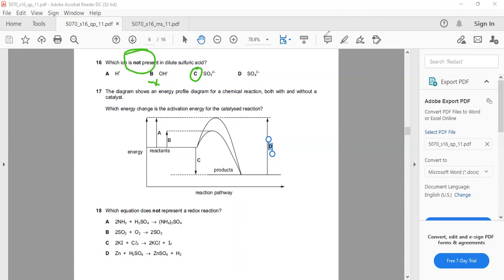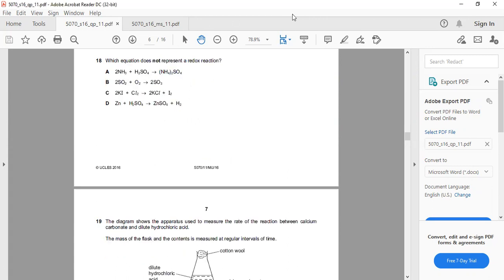Achha. Number 17 is about energetics. So activation energy for the catalyzed reaction. That is the question. Very simple. So this is the catalyzed reaction activation energy, which is B. Activation energy starts from the reactant and goes to the top. Number 18, which does not... again "does not" involve a redox reaction. I told my students to memorize.